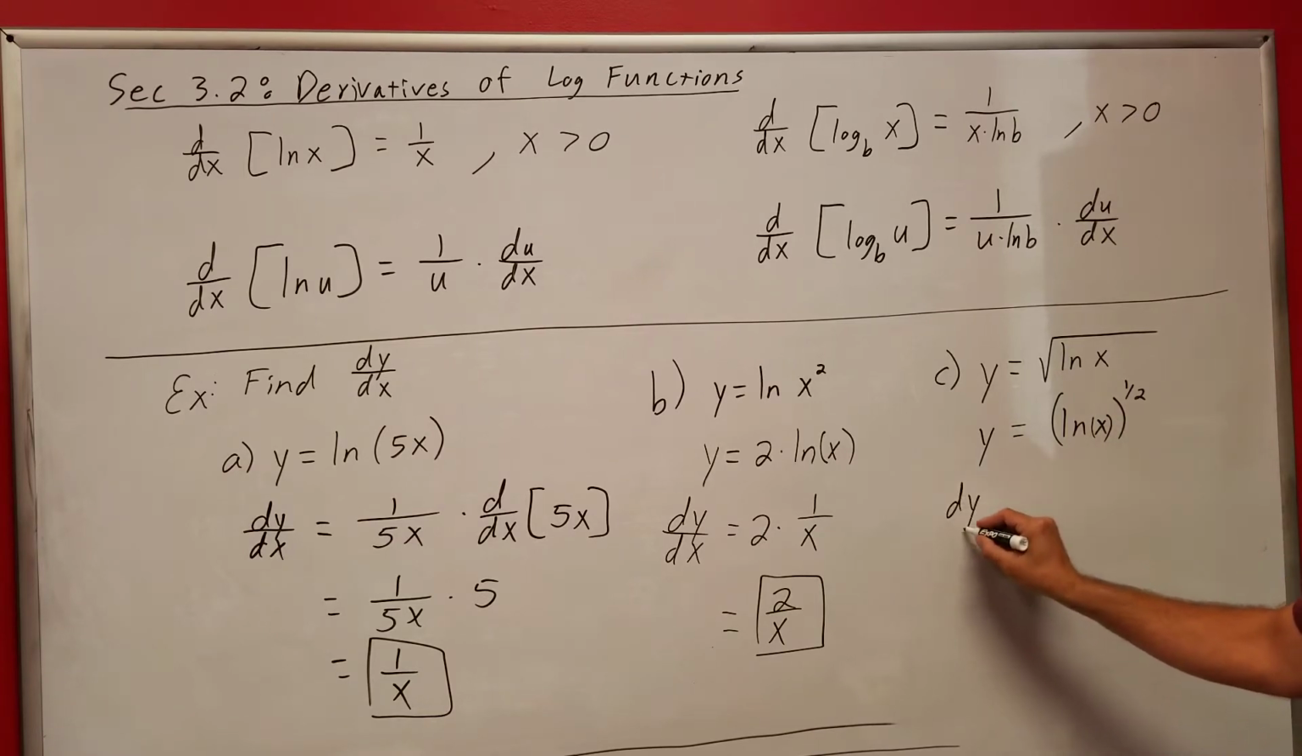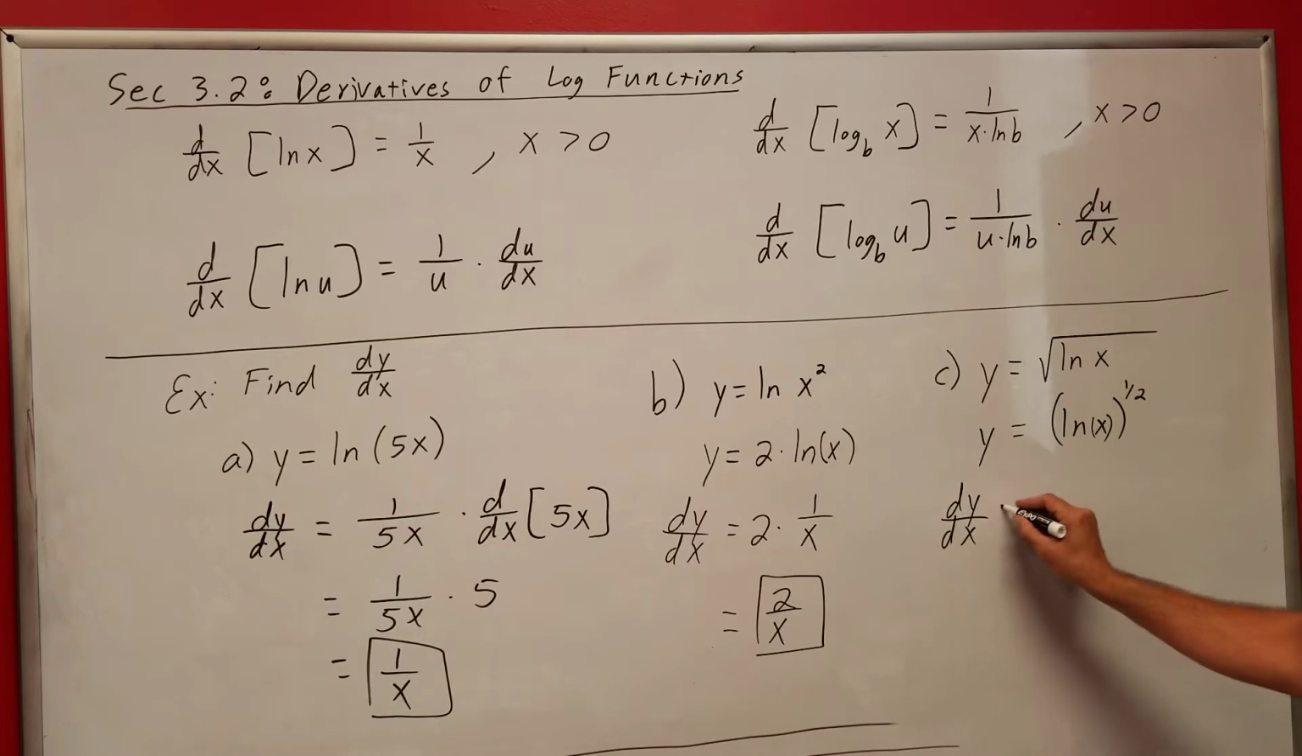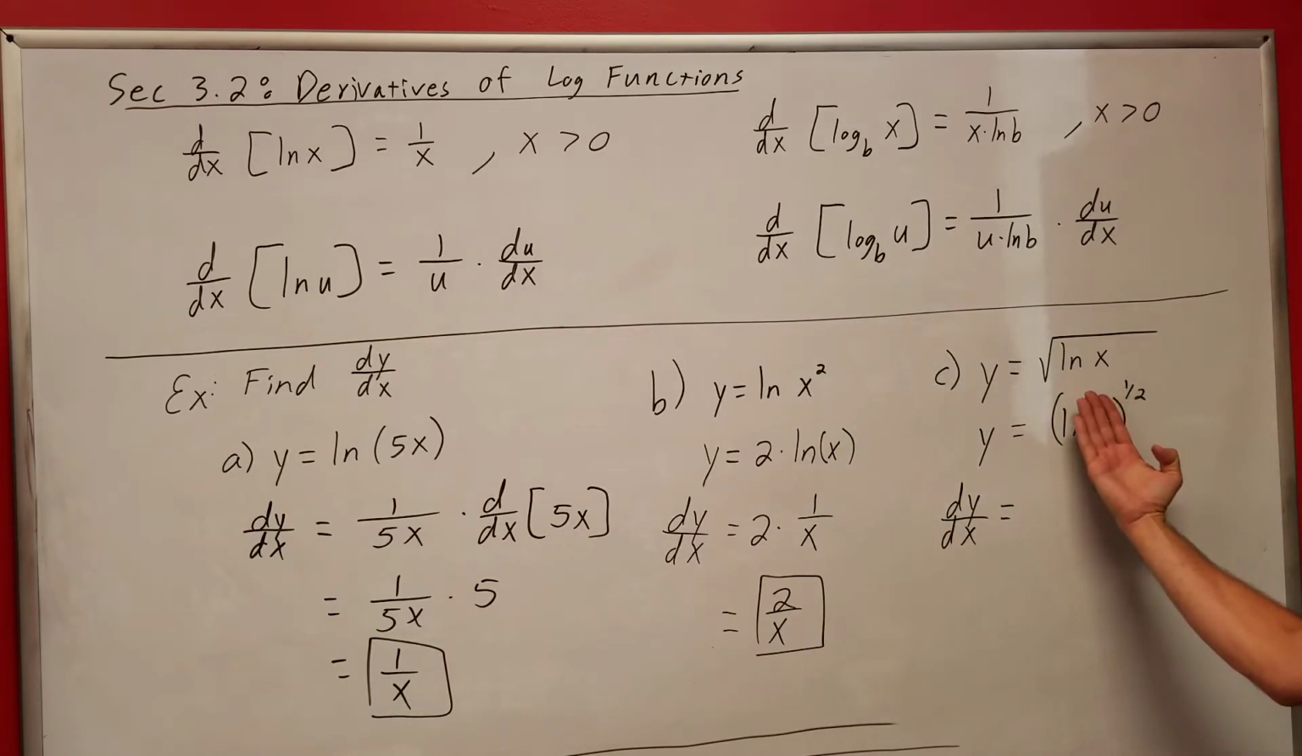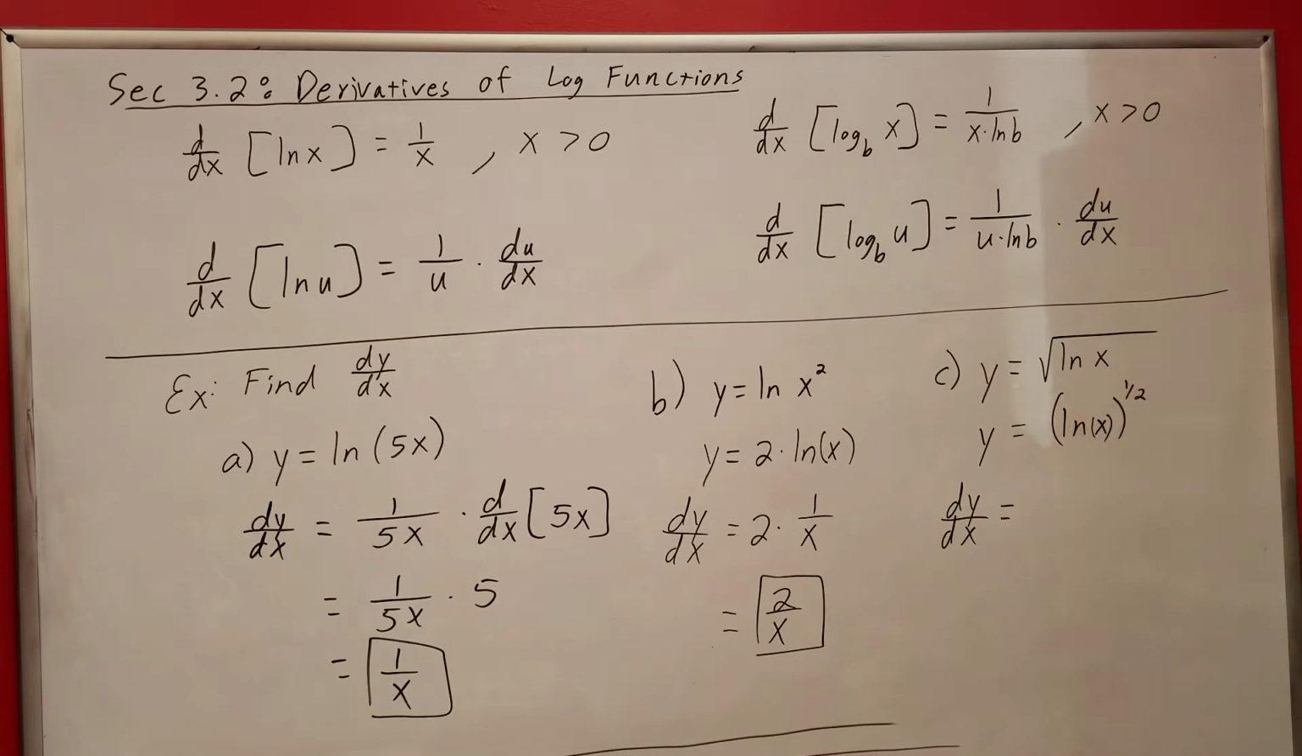So let's just go ahead and take the derivative how we usually do. We're going to have to use the chain rule. We have an outside, which is something raised to the 1/2, and the inside is natural log of x. So using the chain rule, we have the derivative of the outside at the inside times the derivative of the inside. Looks like that.